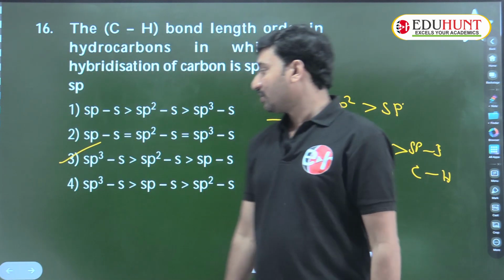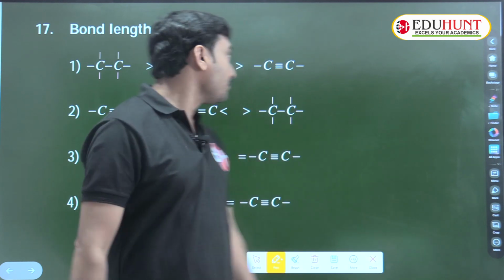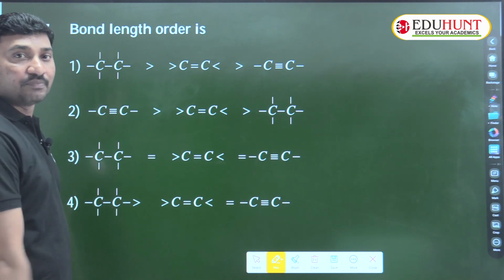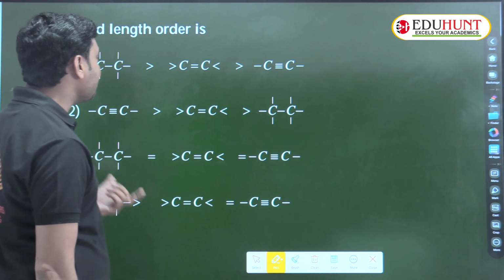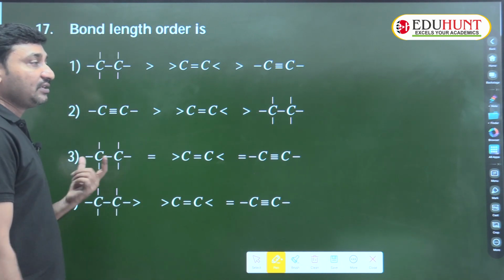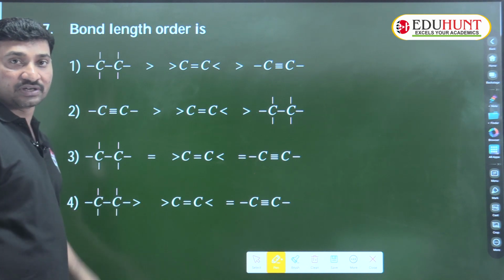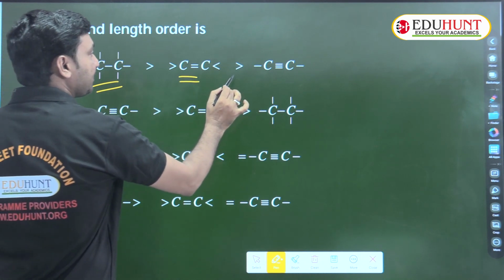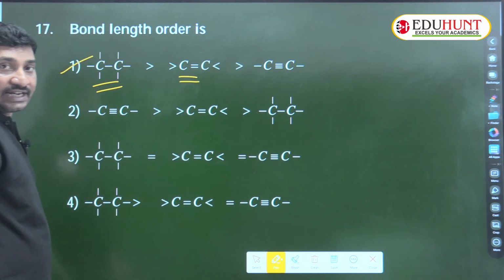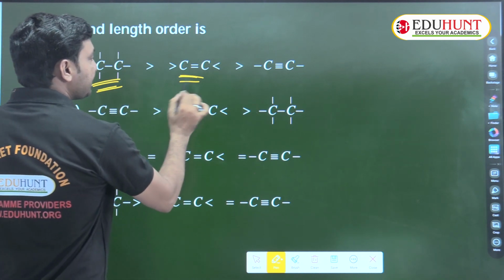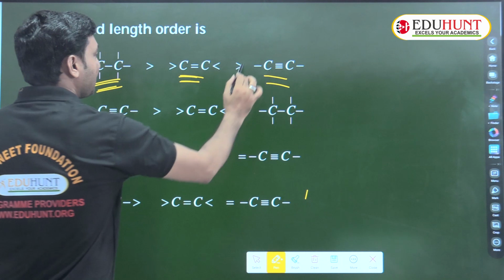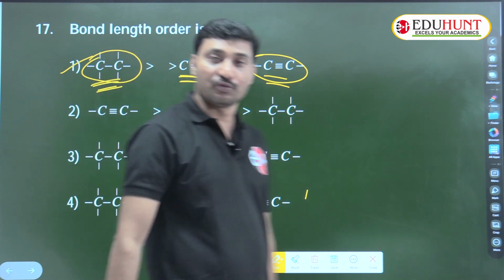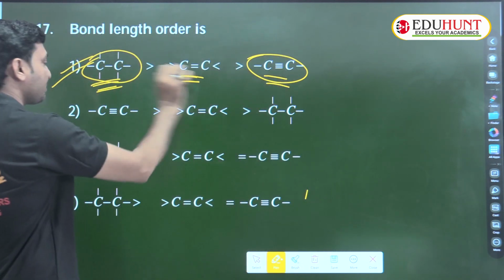Clear? Next one. This is the easy question. Bond length order: as the number of bonds between the carbon atoms increases, the bond length decreases, right? So the single bond C-C bond length is more than the double bond C=C, and the bond length is very less for triple bond carbon atoms, right? So C-C greater than C=C greater than C≡C. Triple bond carbon atoms have less bond length, single bond between two carbon atoms has more bond length, right? Then the right option is the first option. Clear?